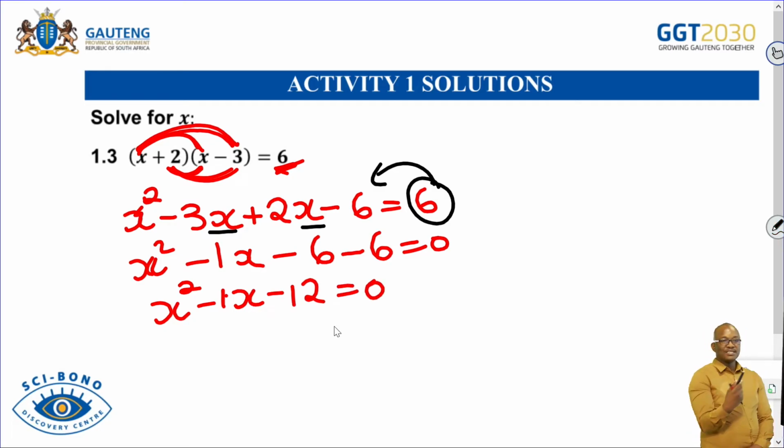Remember, I'm just writing 1x, but even if you leave it as negative x, it's still correct because we know that there is a ghost 1 there in front of x. There is a ghost 1. So now our equation is in standard form and is equal to 0. Now we are good to go into factorizing our equation.